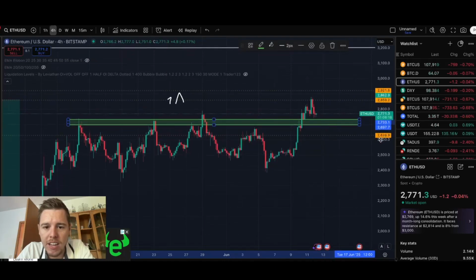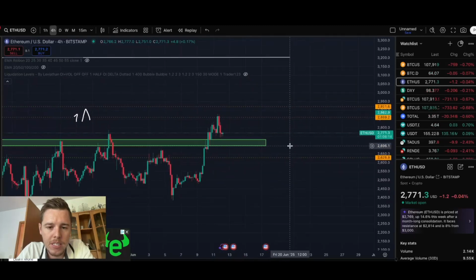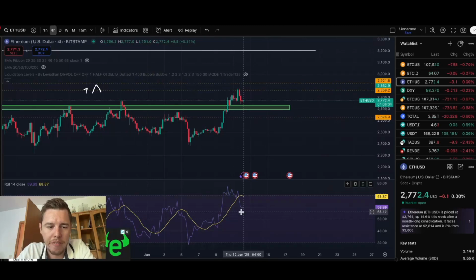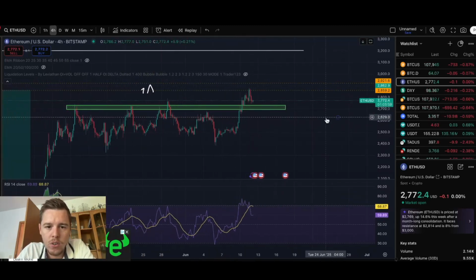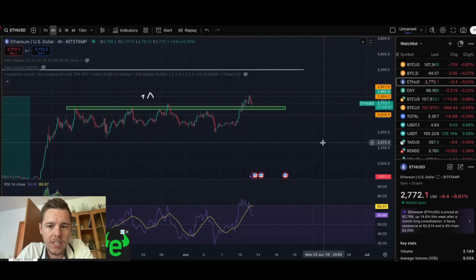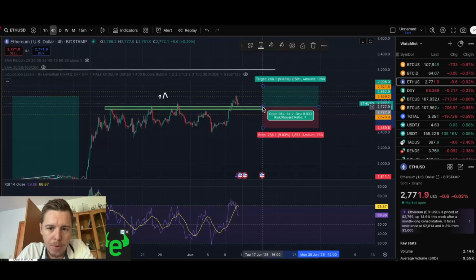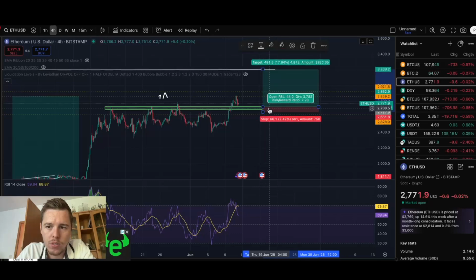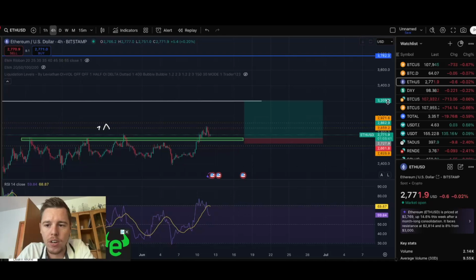Here we find some support already, but for me it's still a little bit too early to enter. When we look at the RSI, we have a little bit more room to the downside. So for Ethereum, definitely wait for the next trade setup until we get a proper retest here. And then we can trade this up to 3,200 US dollars. So this is the trade setup for Ethereum.